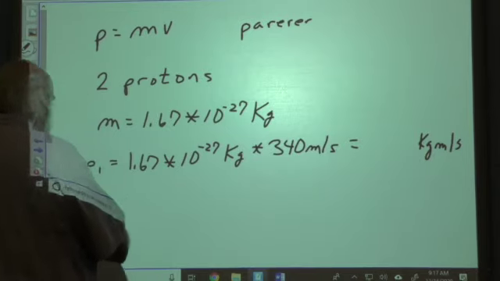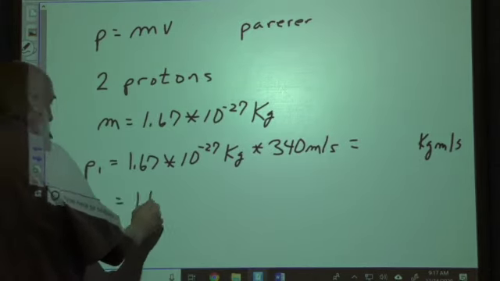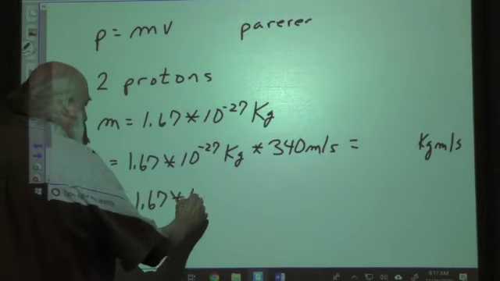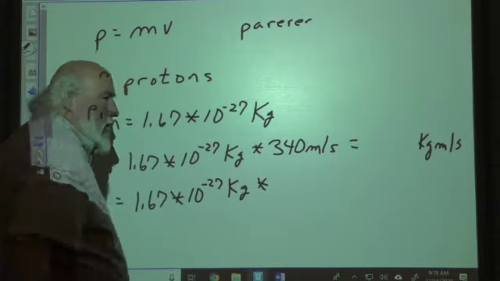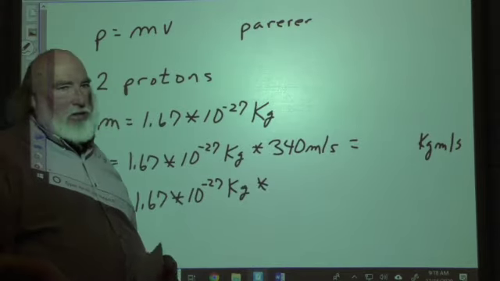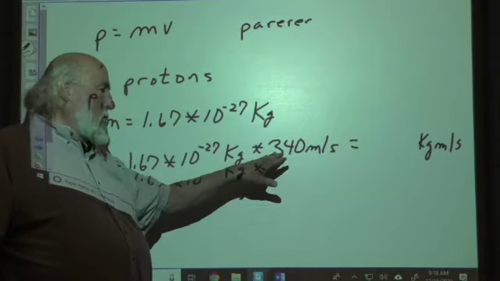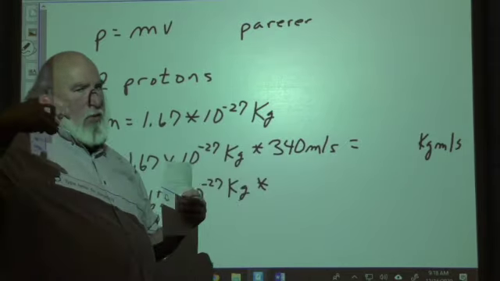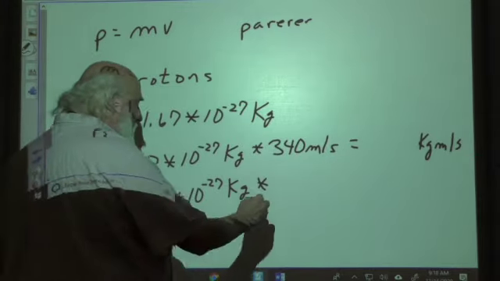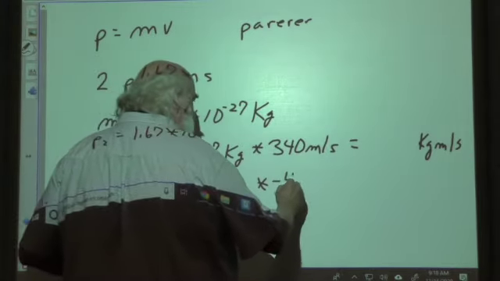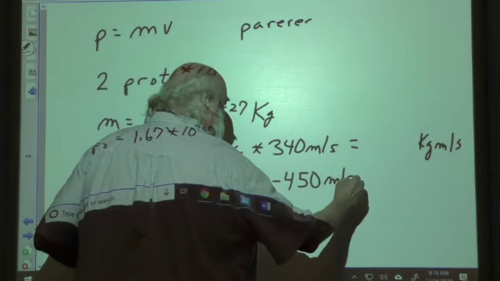The second proton is 1.67 times 10 to the negative 27 kilograms times the velocity of the other. Now, here's where we're talking about velocity. We're talking about objects going at each other. So if we're going to say that this is a positive velocity, then the other one's going the exact opposite direction, so we're going to make that a negative velocity. And that negative velocity, the example that I gave there in the script, is 450 meters per second.